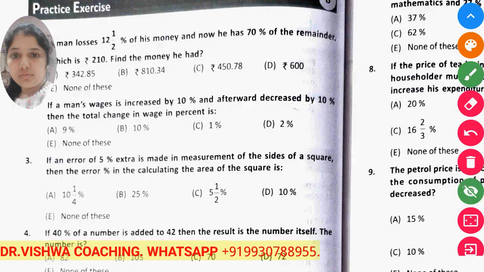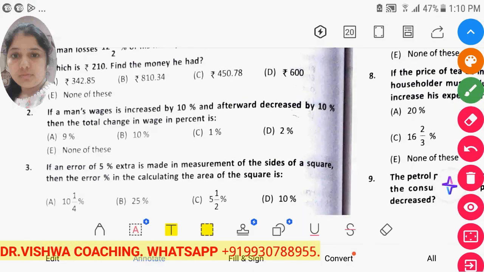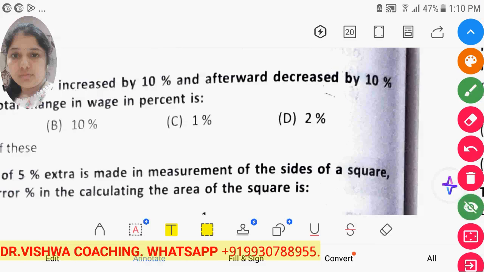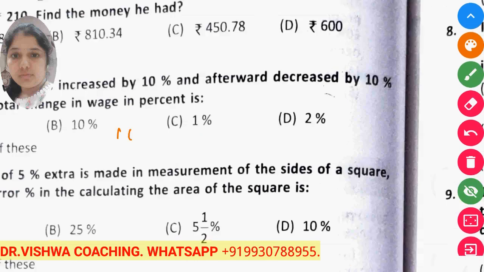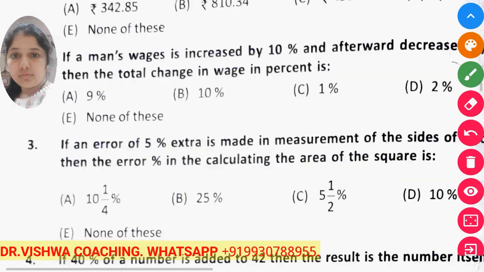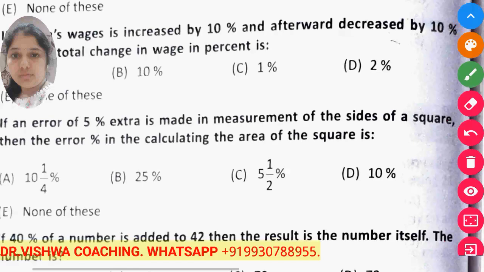Again I will explain. Now see, we assume the wage as 100. Now it is increased by 10%, means 10% of 100 is 10. So increased by 10% means it becomes 110. Now decreased by 10% means decreased by 11, because 10% of 110 is 11. Now it becomes 99. So previously 100, now 99. So difference is of 1%.